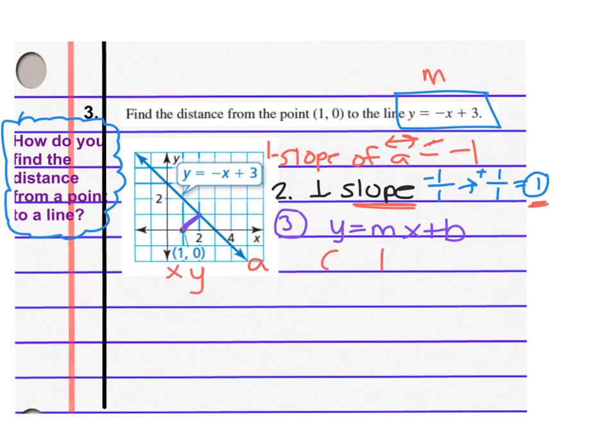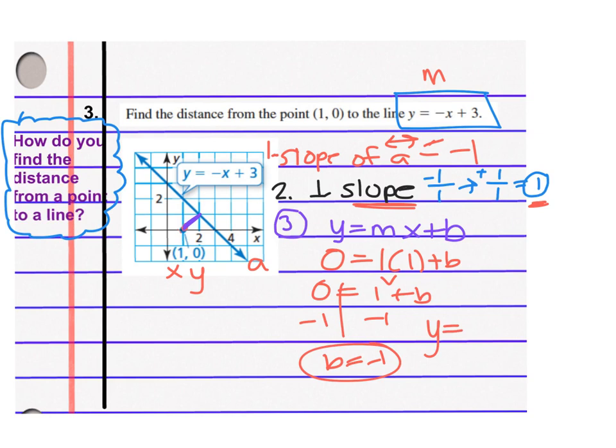So in for y, I'm going to put 0. In for x, I'm going to put 1. Again, I got this from the point, plus b. 1 times 1 is 1. To solve for b, I subtract 1. So b is negative 1. So my whole equation is y equals 1x, because my slope was 1, minus 1. y equals 1x minus 1. So that is the equation of this purple line.